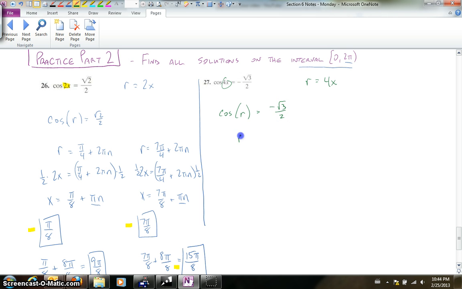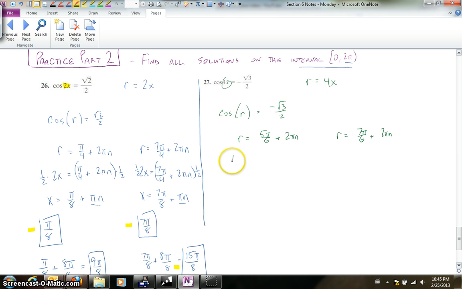Feels like to me that r would equal, first of all, 5 pi over 6 plus 2 pi n, and r equals 7 pi over 6 plus 2 pi n.